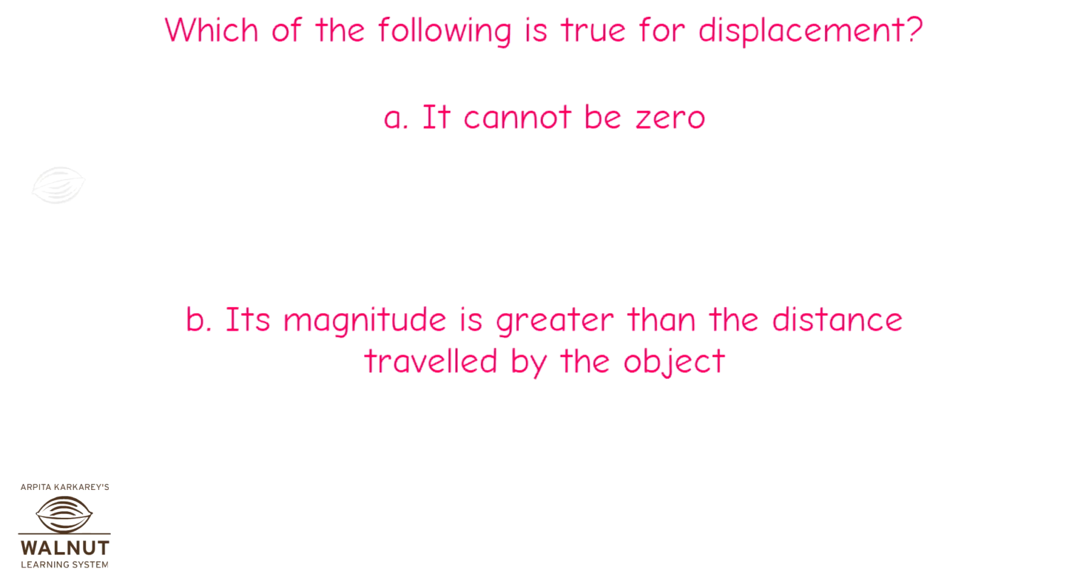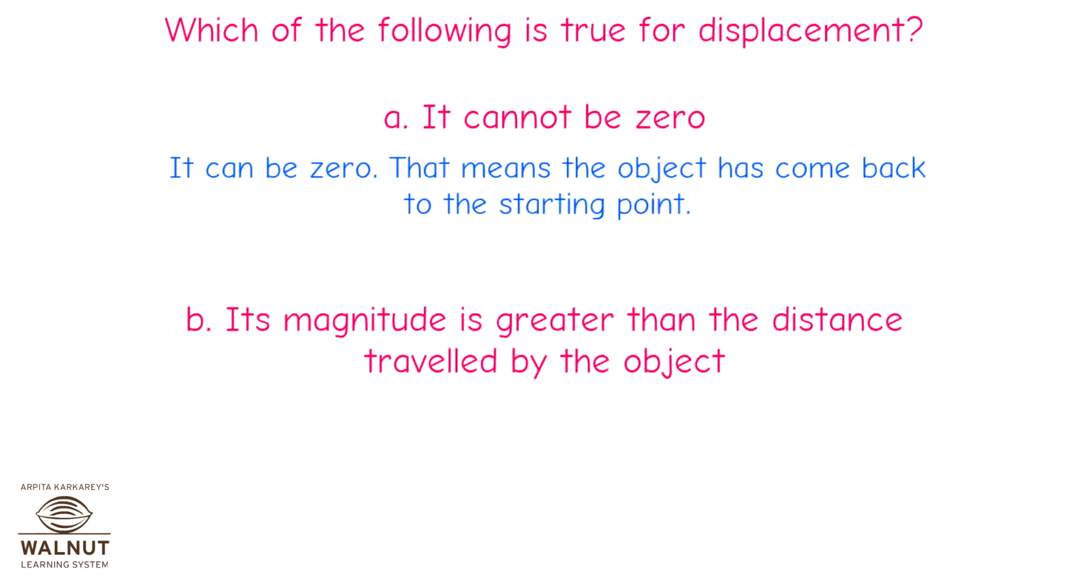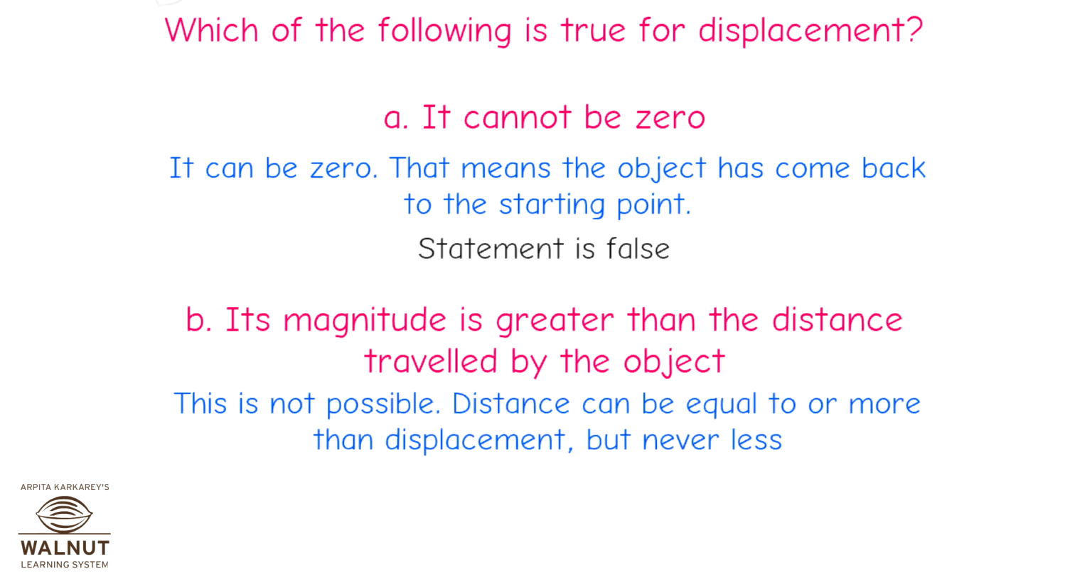Which of the following is true for displacement? A. It cannot be 0. It can be 0. That means the object has come back to the starting point. Hence, the statement is false. B. Its magnitude is greater than the distance travelled by the object. This is not possible. Distance can be equal to or more than displacement but never less. Therefore, the statement is false.